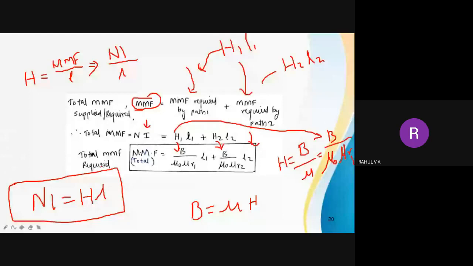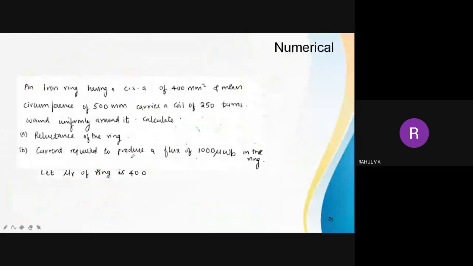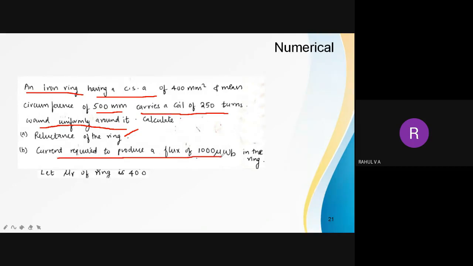Okay, we will do a small numerical. An iron ring, having a cross section area of 400 mm square and mean circumference of 500 mm, carries a coil of 250 turns wound uniformly around it. Calculate the reluctance of the ring, then calculate the current required to produce a flux of 1000 microweber in the ring. And they have also given mu r of the ring as 400.